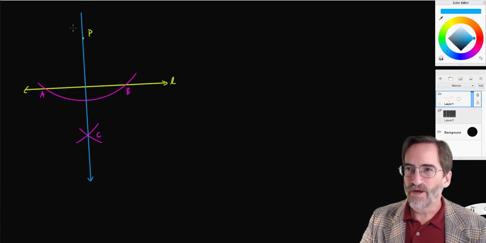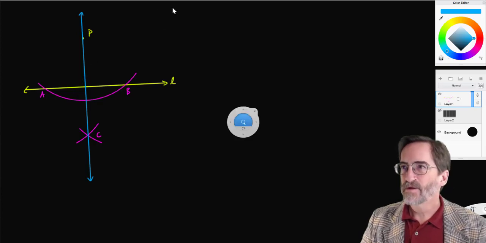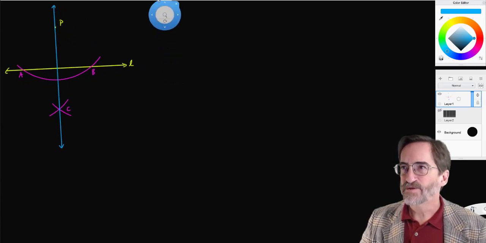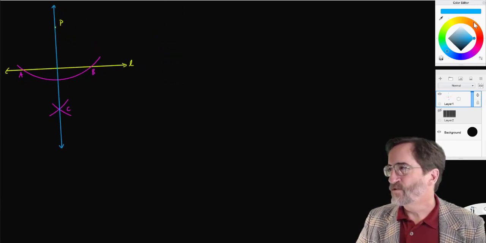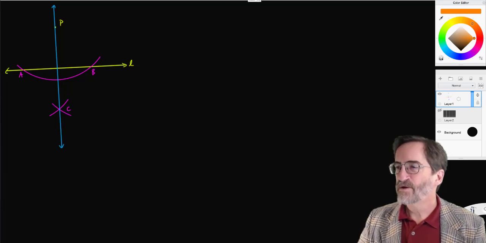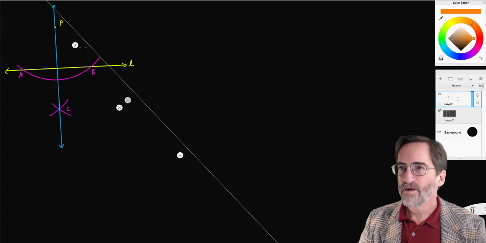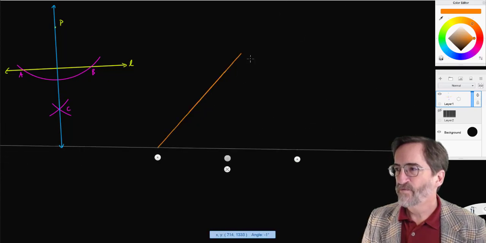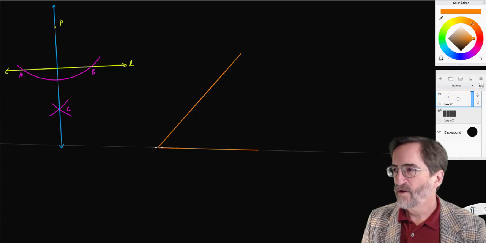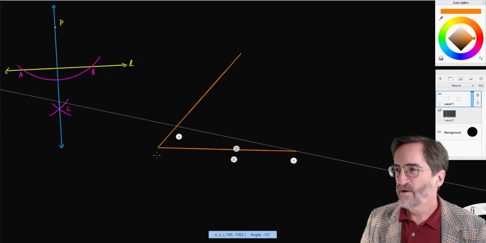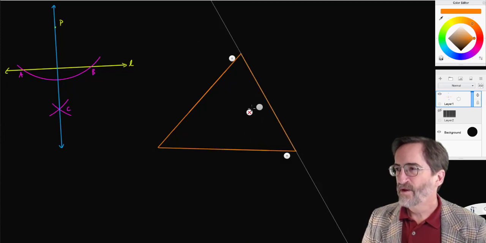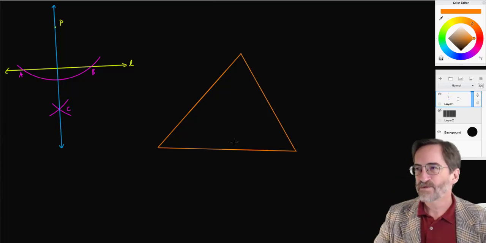Okay, and that's what we're going to do in our triangle. So let's zoom out a little bit here, and let's do that for a triangle. Okay, so let's start here with an orange triangle. So draw a nice large triangle. Okay. And we're going to draw the altitudes of the triangle.